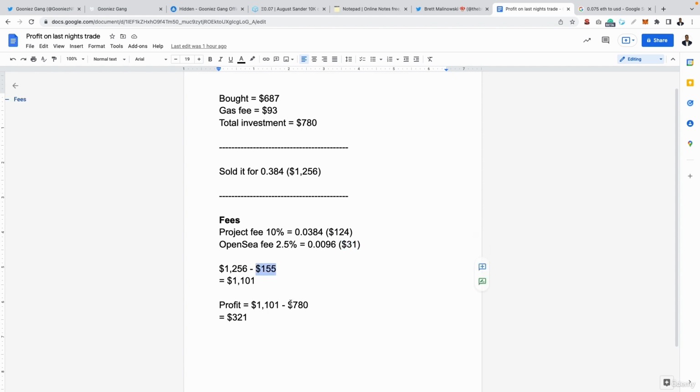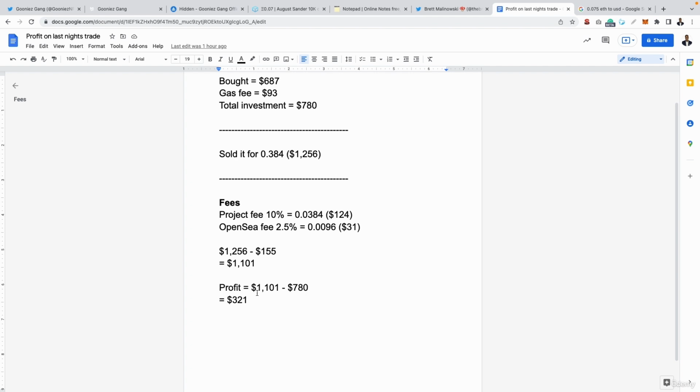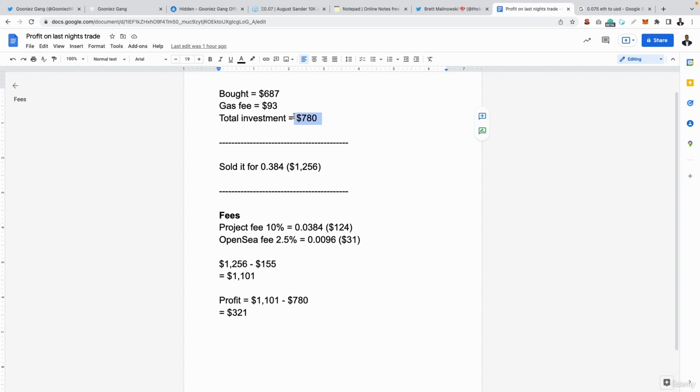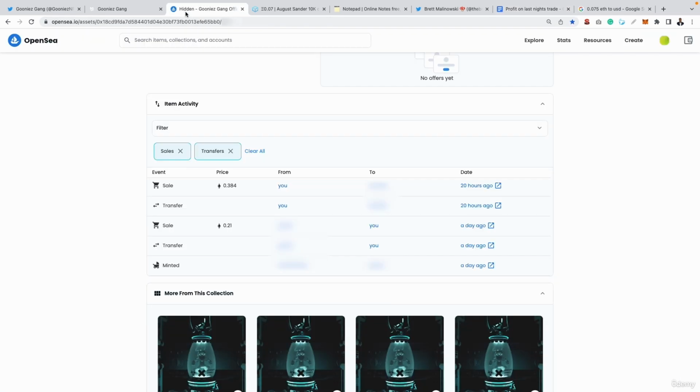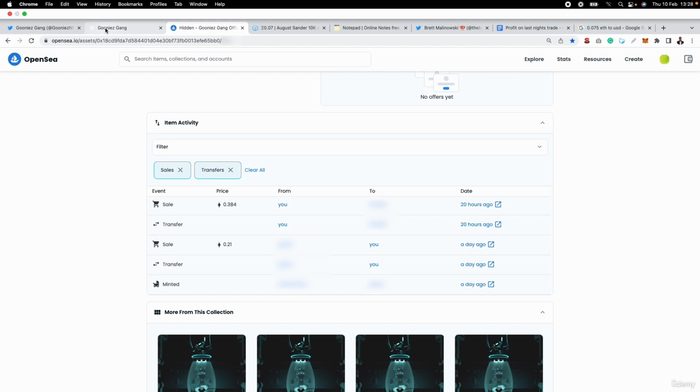Minus that from the amount I sold it for. Well, this is my final figure minus all of the fees, $1,101. Now, my profit is going to be $1,101 minus $780, which is, of course, my total investment. So my actual profit for this flip is $321. So I made $321 in literally 1 hour. So not too bad whatsoever.